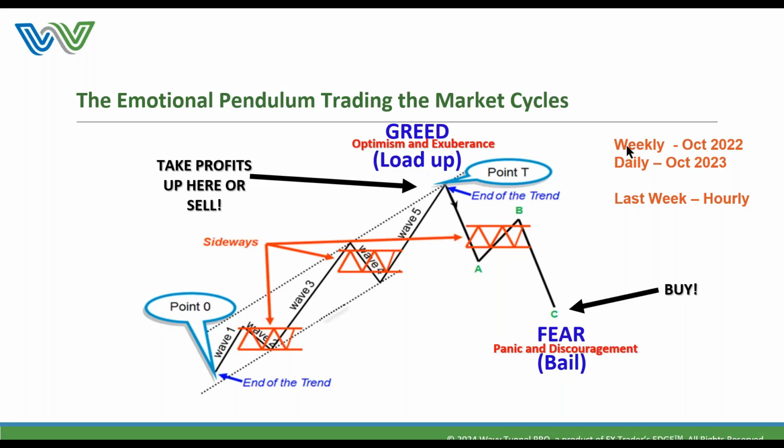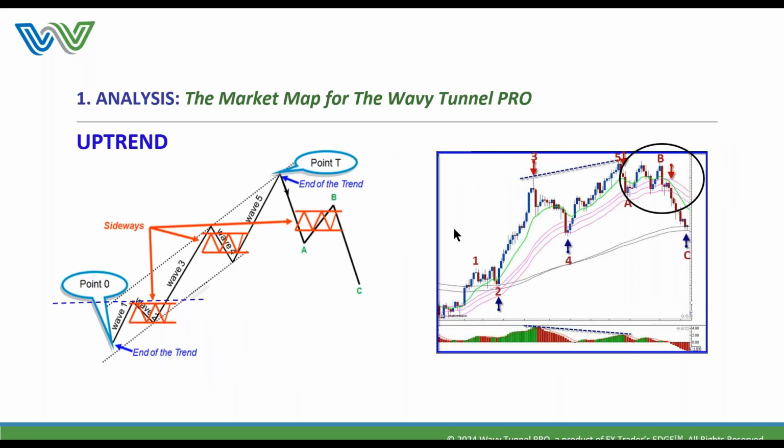So let's take a look at the weekly chart from October 2022, where we had a major market low, and then the daily, and show you October 2023 when we had a market low, and then last week on the hourly. Because when we are finding a bottom over here, on the weekly chart, it doesn't happen very often. So let's show you how this translates into what you're going to see on the charts next.